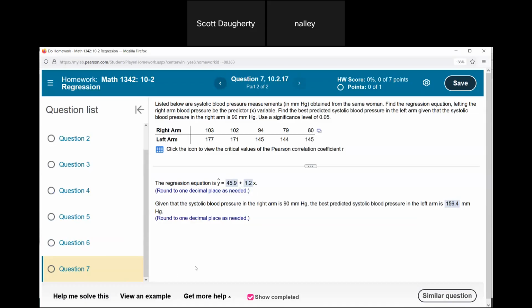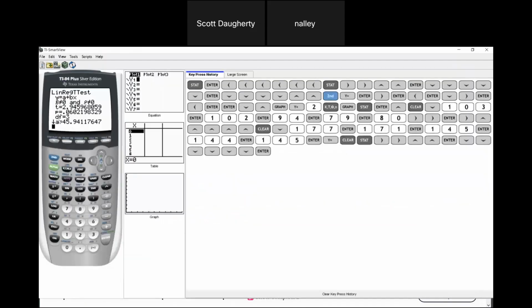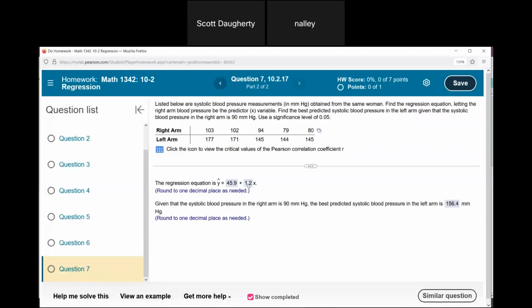But nonetheless, if you did find the regression line, here's the slope, 45.9. Not the slope. a is the y-intercept, 45.9 is the y-intercept, and 1.2 b is the slope, right? And that's where they got those numbers right here.